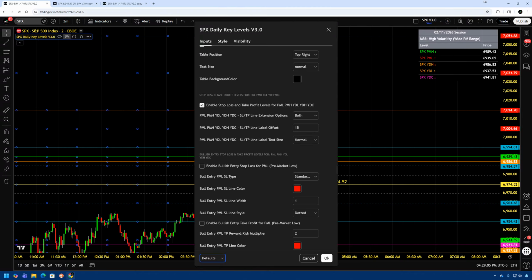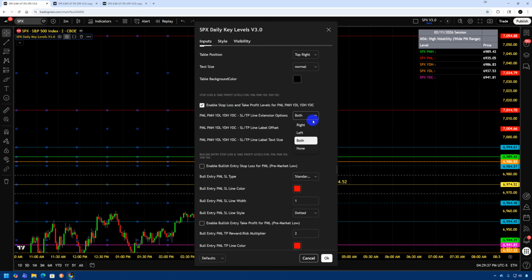And you can do that individually for each different level, as well as enable them for each different level separately. You could just enable one, or you can enable multiple ones, and you could separate them by bullish and bearish. So we'll just scroll through this here to begin with. Here we have the master switch, as we talked about. These are the stop loss TP line extension options. The default is both, meaning both directions.